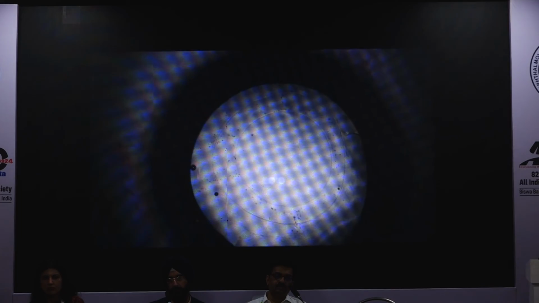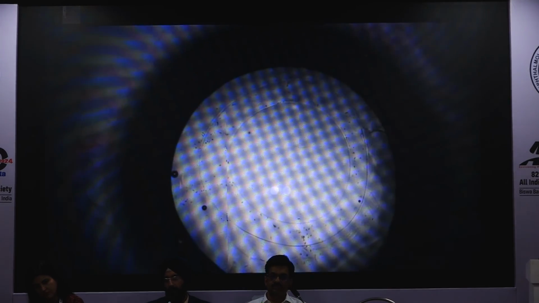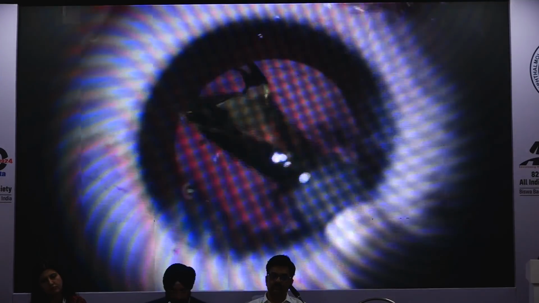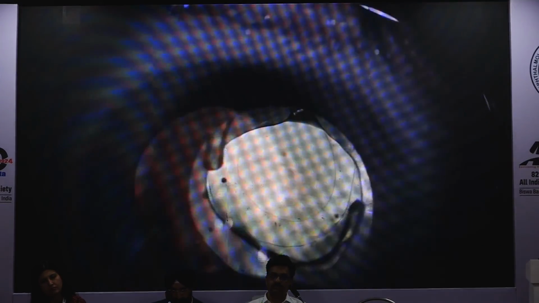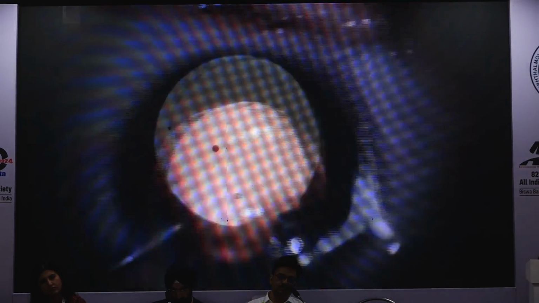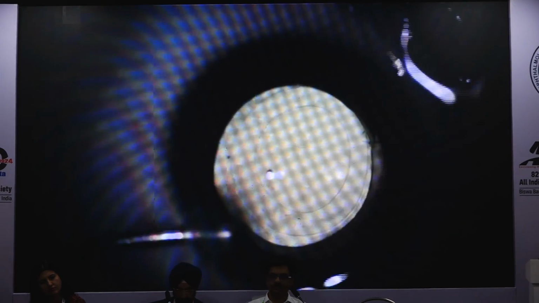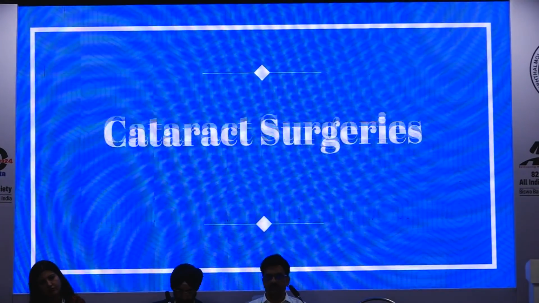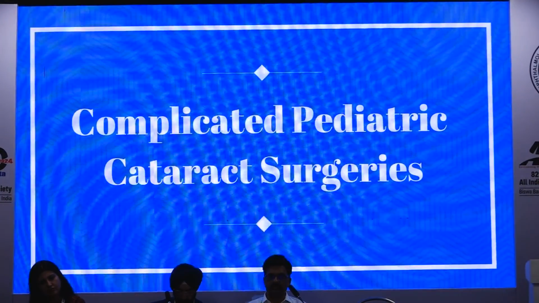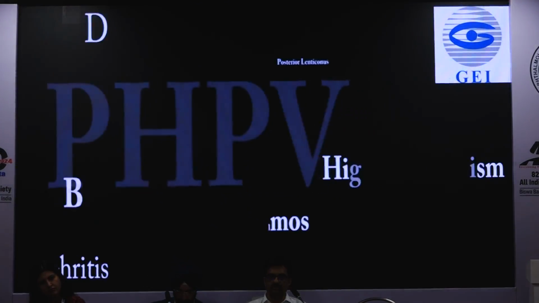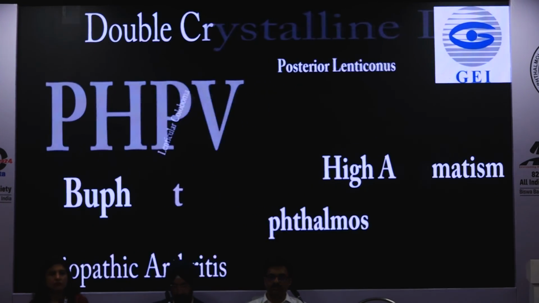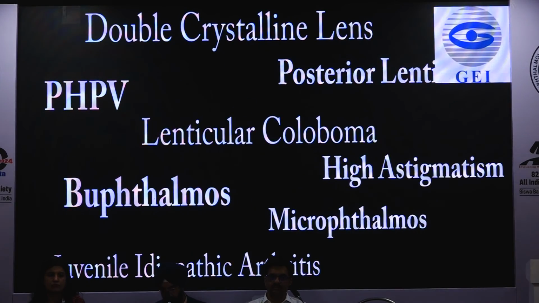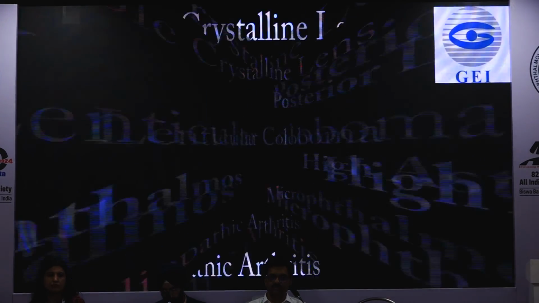And place IOL, as Dr. Jaspreet said, in the capsular bag. It is always hydrophobic acrylic IOL, but we have used initially PMMA IOL or heparin surface coated IOL also. Then going to the complicated pediatric cataract cases, several cases you see: PHPV, posterior lenticonus, ophthalmos, microphthalmos, JIA cases.